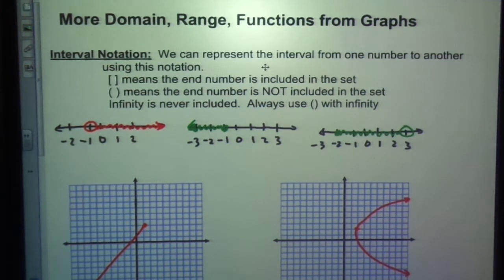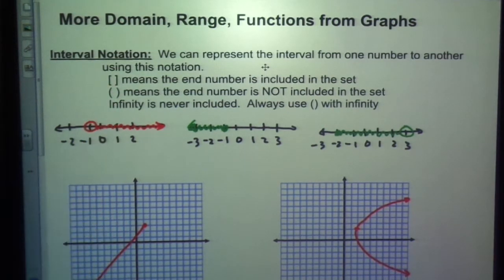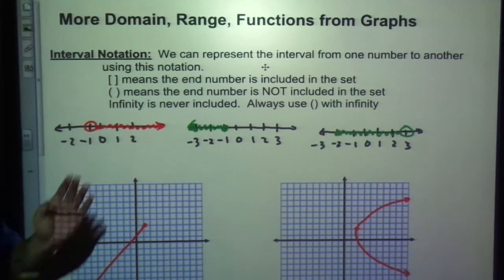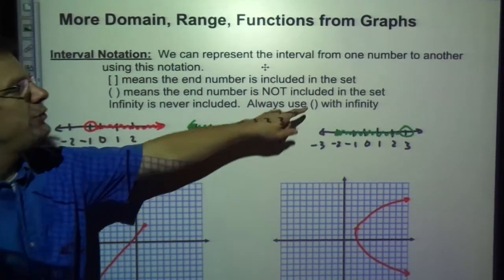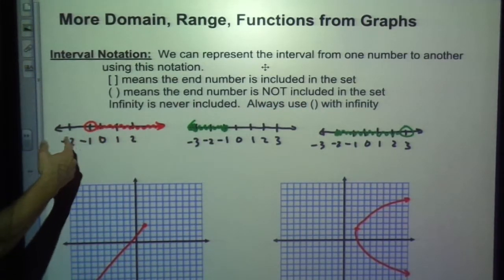Okay, so interval notation is a way to represent sets of numbers. We can use closed brackets or open brackets, and that depends on whether or not the number is included in our set. Infinity is never included. Always use open brackets with infinity. So for example, you've done these kinds of things before.